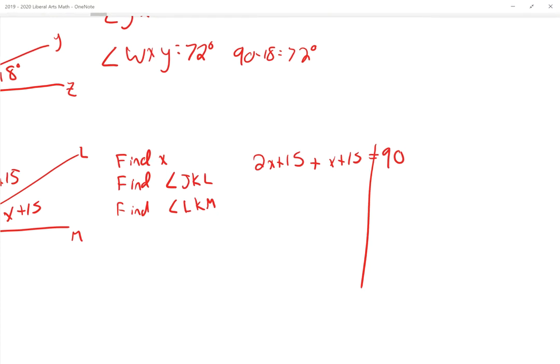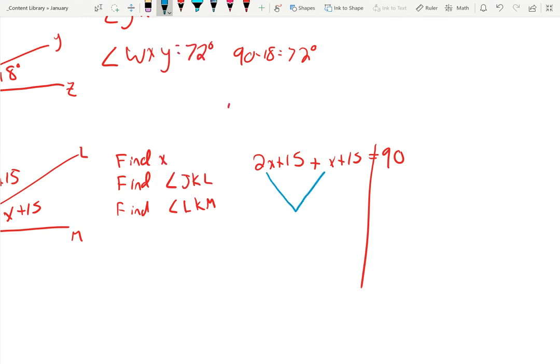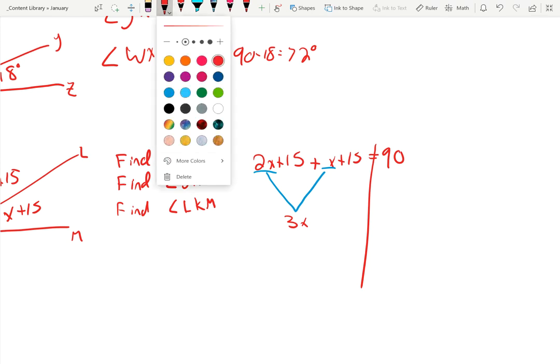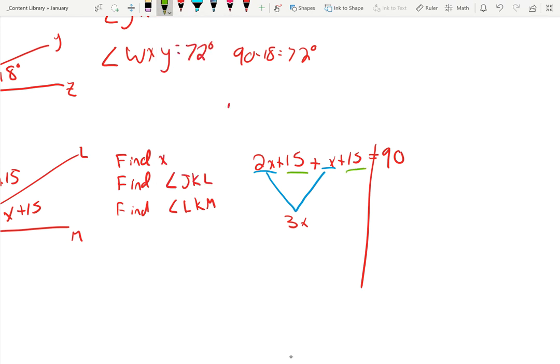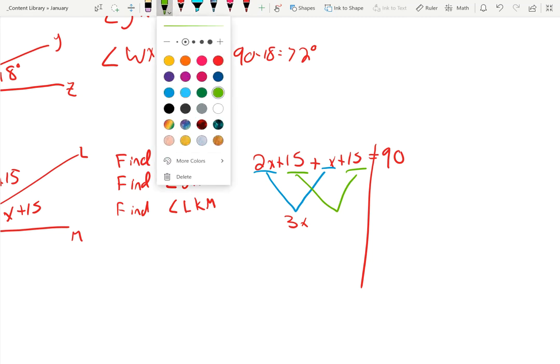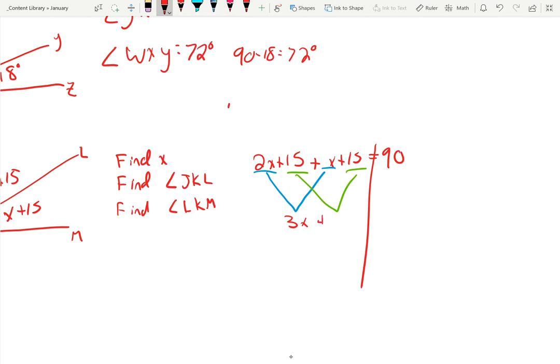So here we just need to combine like terms. Like terms, we have our x terms. We have 2x and 1x. When I combine 2 and 1, that makes 3, so that's going to be 3x. We also have other like terms, 15 and 15. We can combine those as well. 15 plus 15 makes 30. So we have 3x plus 30, and this, of course, equals 90.